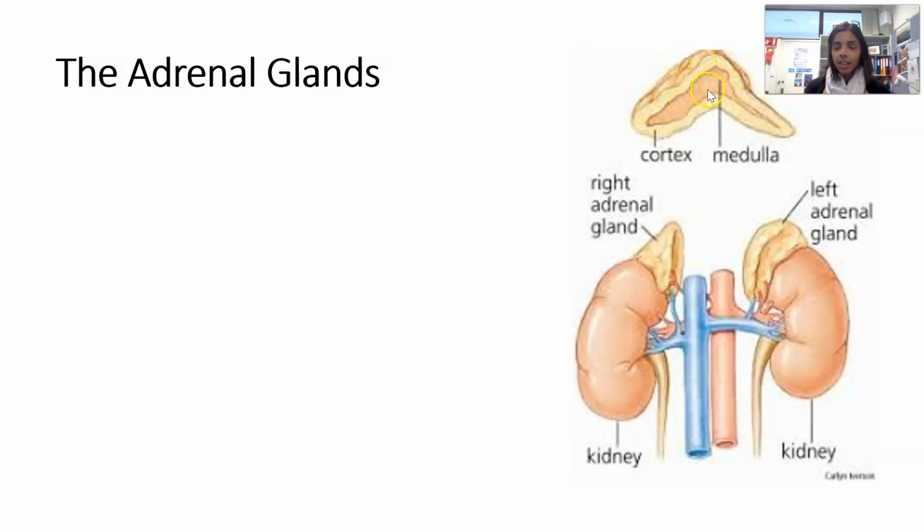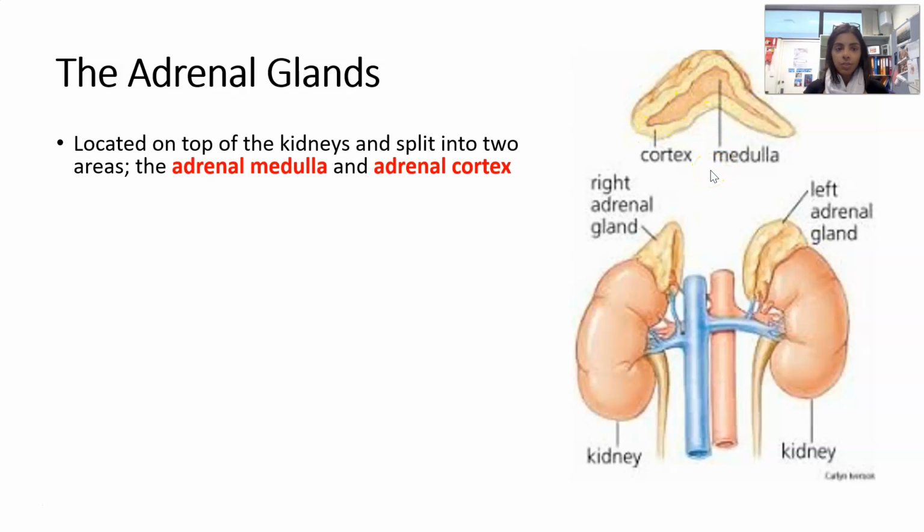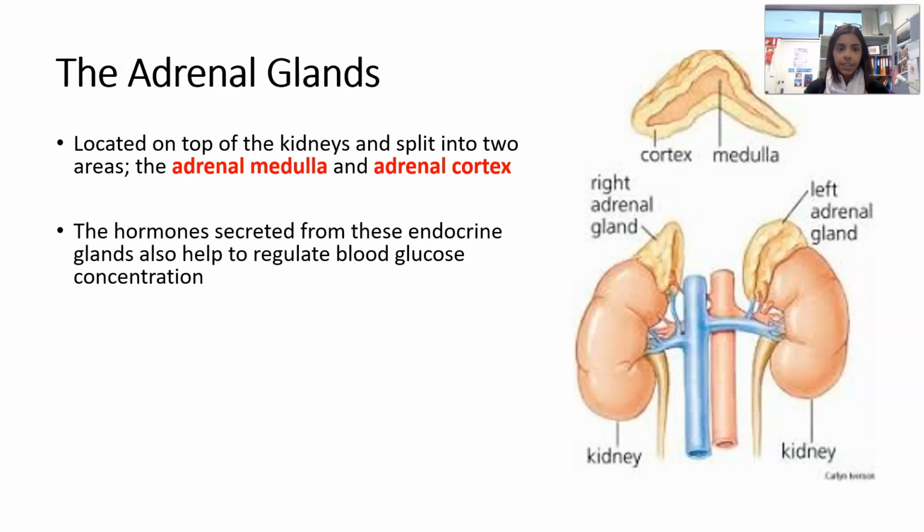an inner medulla. So the way I used to remember this was the cortex, or the adrenal cortex, is the crust, and the adrenal medulla is the middle, just using that word association to help. So these hormones that we have been referring to at the start, adrenaline and cortisol, come from the adrenal glands.